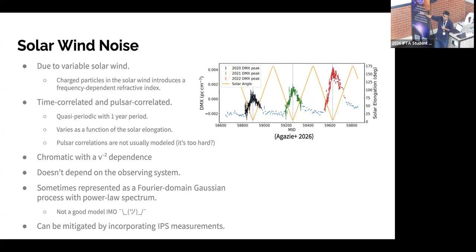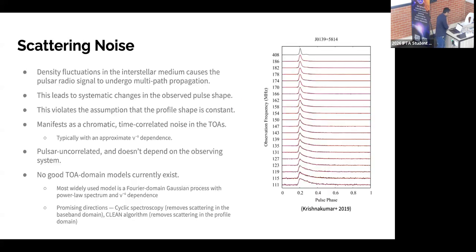It turns out we can actually do independent measurements of this using interplanetary scintillation, and some people here are doing that. We can at least partly correct this using interplanetary scintillation measurements, which is nice.